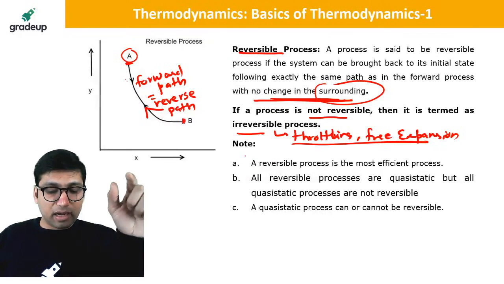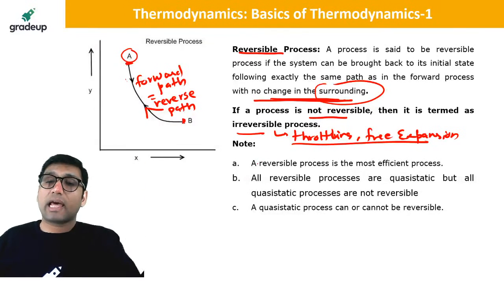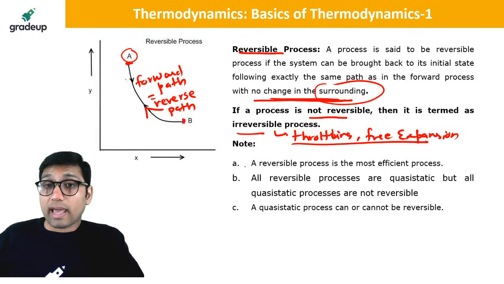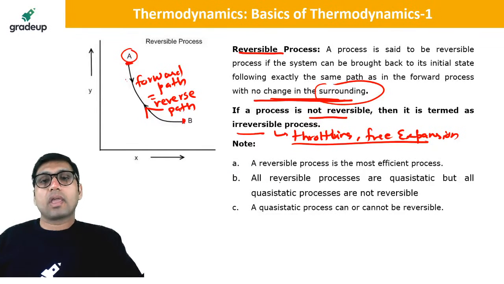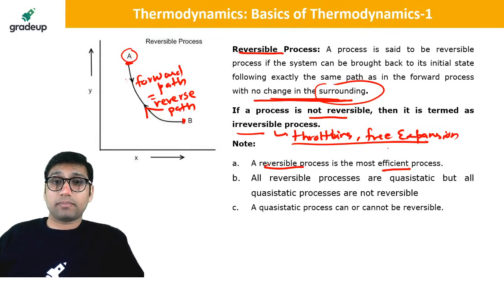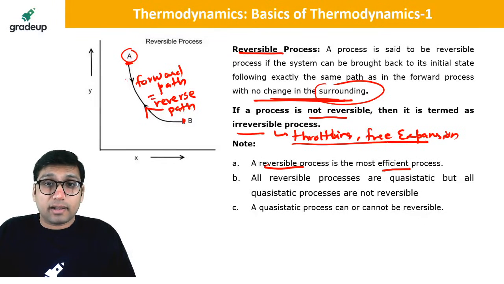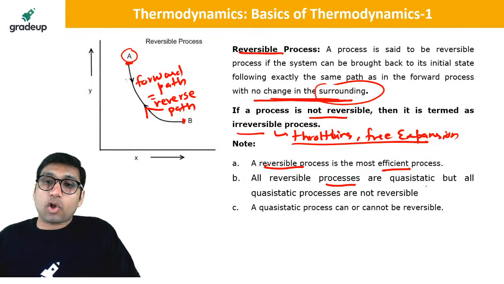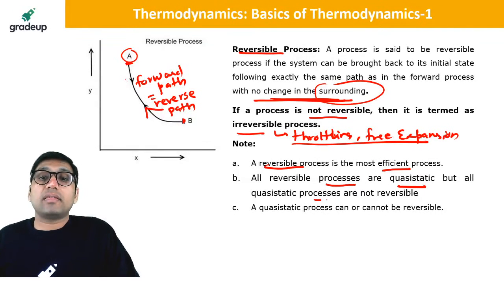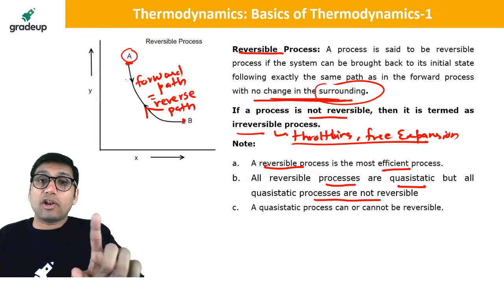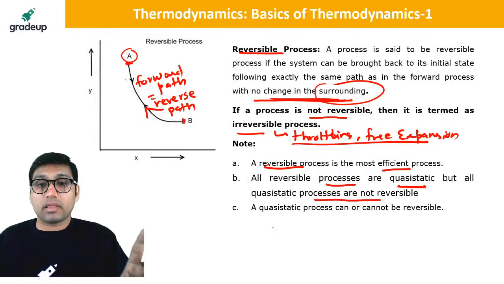Now, one important thing: a reversible process you will be studying in thermodynamics many times. For example, reversible adiabatic process, which is also called isentropic process. A reversible process is the most efficient process, and it is very difficult to achieve in real conditions. It is the ideal process also. A reversible process is quasi-static, but all quasi-static processes are not reversible. A reversible process can be called quasi-static, but you cannot call a quasi-static process reversible.